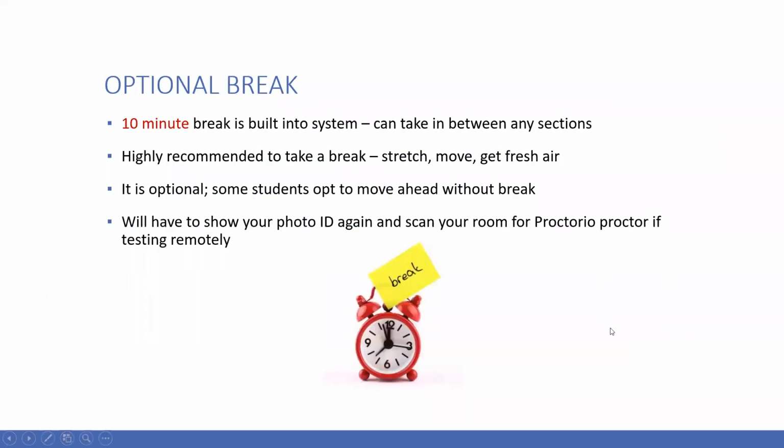There is an optional break built into the system in between the first two sections and the second two sections. It is an optimum time to take that break, but you can really take it at any time in between any of the sections. It's 10 minutes, which allows you a nice amount of time to stretch, to move, to use the restroom, to get a drink of water, or anything that you might need during that time.